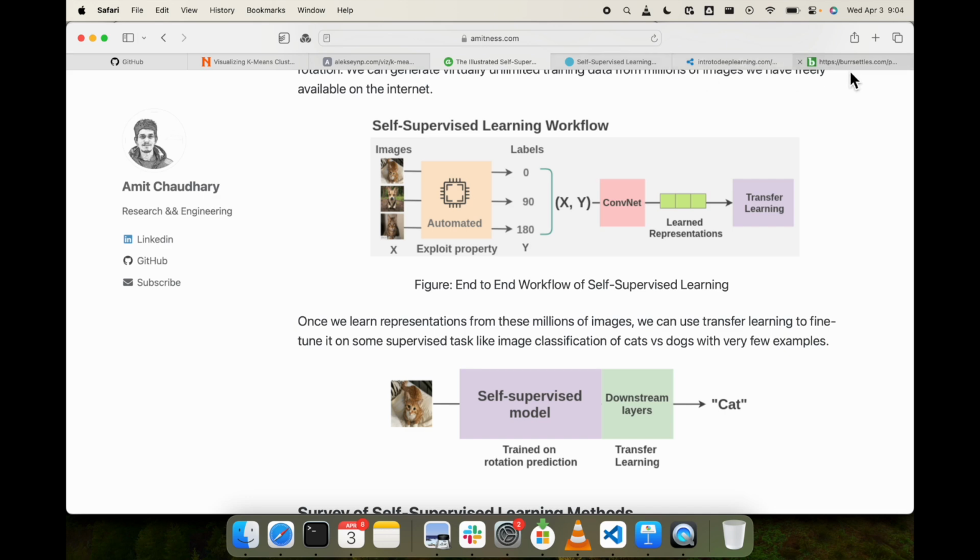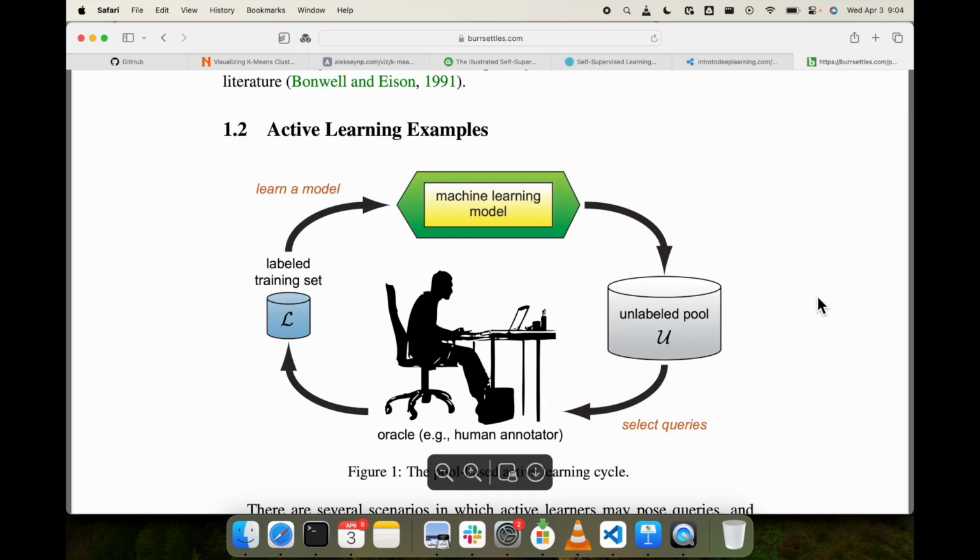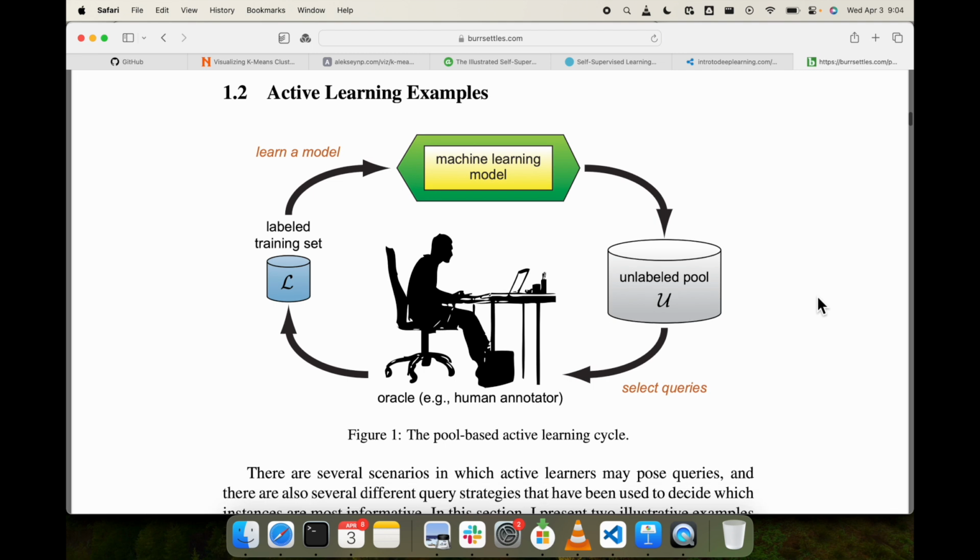The next category is known as semi-supervised learning. One such example of semi-supervised learning is something known as active learning. So thus far we've been discussing the fact that getting the labels is very hard. One way to reduce the amount of labels required is via self-supervised learning. The other is via active learning or similar methods.